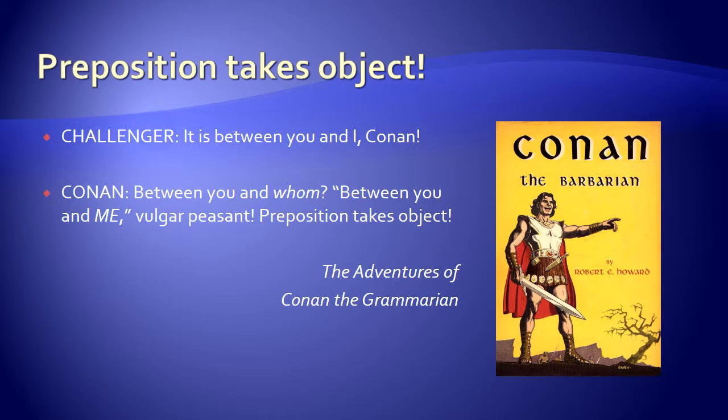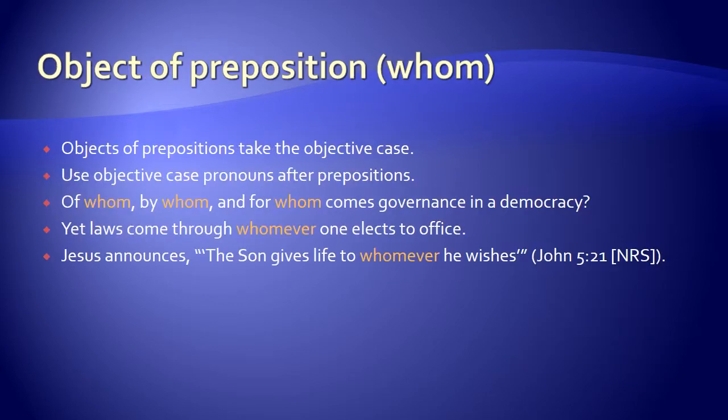And we'll take a look at a brief drama about Conan the Barbarian, who resides and acts in the pre-diluvian or pre-flood world. That is the world of Noah. Well, the challenger says, "It is between you and I, Conan." And Conan the grammarian responds, "Between you and whom? Between you and me, vulgar peasant. Preposition takes object." So we shouldn't be vulgar peasants, but can agree with Conan the grammarian.